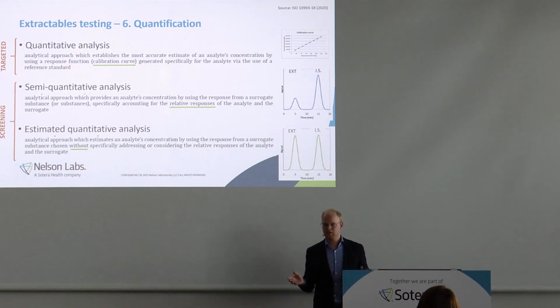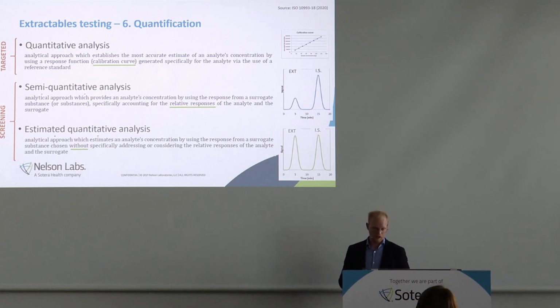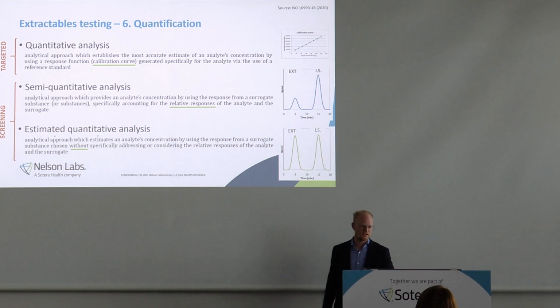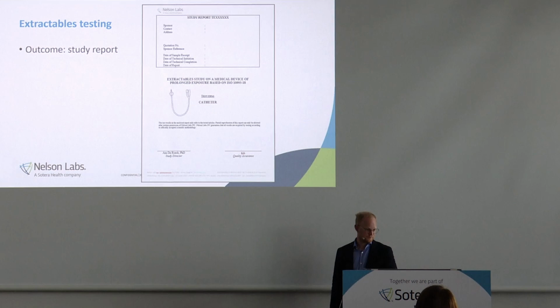When you're doing an extractable study, you're interested in everything. Everything you see, you want to at least have a good estimation of the quantity. And that is the key. So the two bottom bullet points are what we are doing in an extractable study. For metals, we have a full quantitative method, for instance, because we know which metals we are hunting for, so we have optimized and validated our method. And then we make a report.